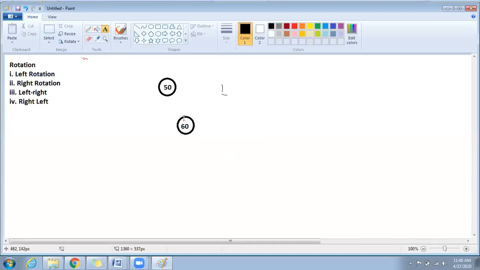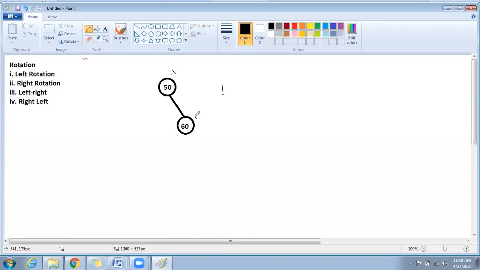So I'm inserting 60. Whenever I'm inserting a node, what do I have to check in AVL trees? The balance factor. So what is the balance factor of 50? Minus 1. Exactly, -1. Good. What is the balance factor of 60? 0. Very good.